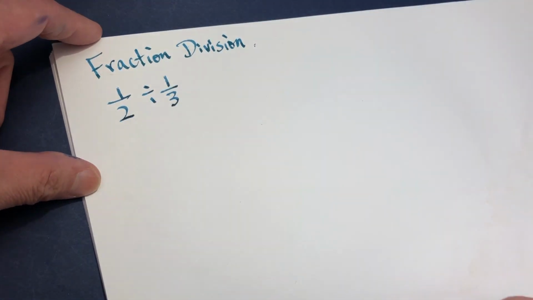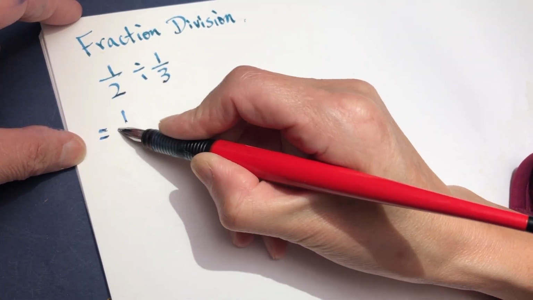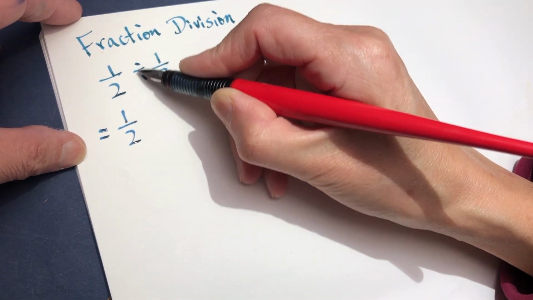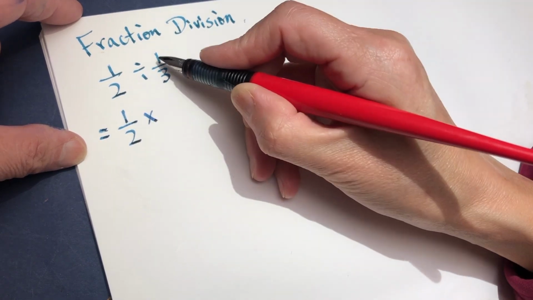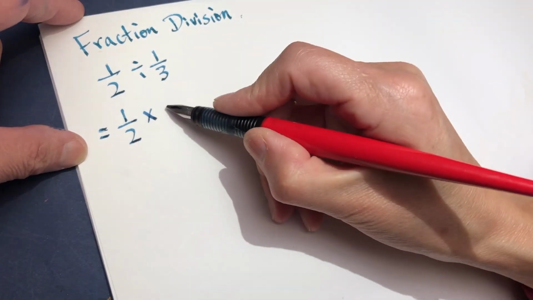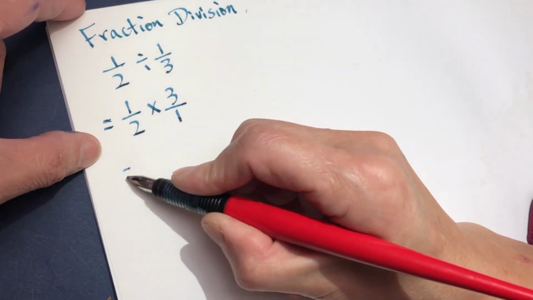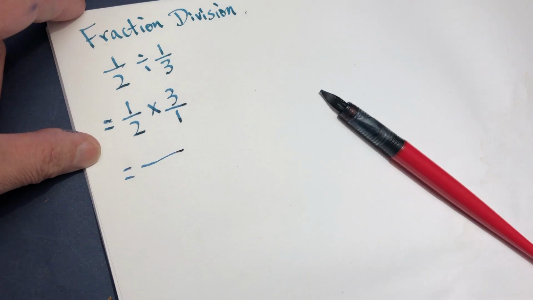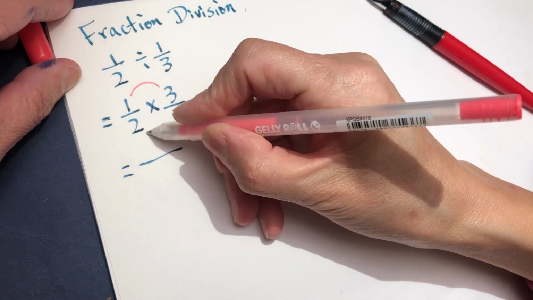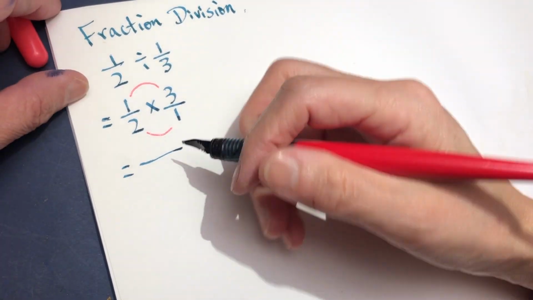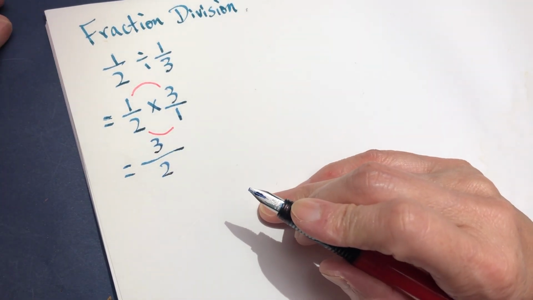So we can change the way of writing it. It's equal to: first number, do not change. Second number, we want to change the sign from division into multiplication. We can flip this one upside down, so it becomes 3 over 1. So the result is 1 times 3, 3, and 2 times 1, 2. So 3 over 2. This is good enough if you are in high school.